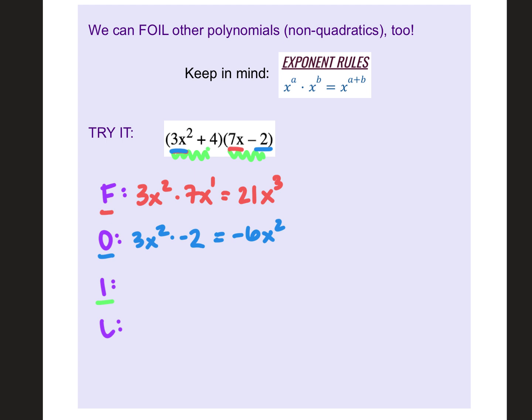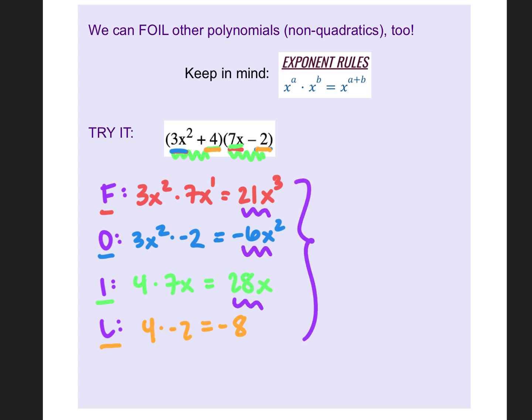Next up is the I, the insides. 4 times 7x. 4 times 7 is 28, so I get 28x. And then lasts, the L, 4 times negative 2 gives me negative 8. Okay, if you do it in this kind of structure of writing them out as a list, you have to remember to combine them by adding all of those terms together into a single polynomial. So my final answer would be 21x cubed minus 6x squared plus 28x minus 8.